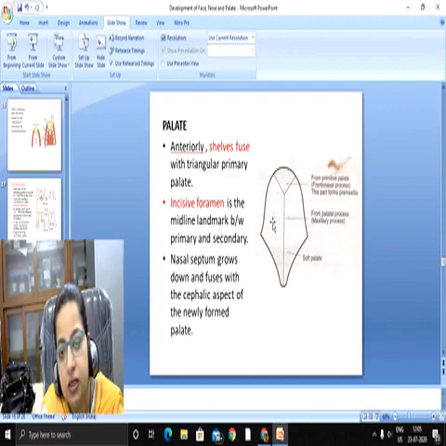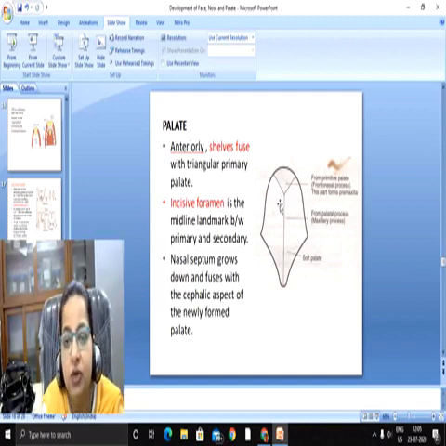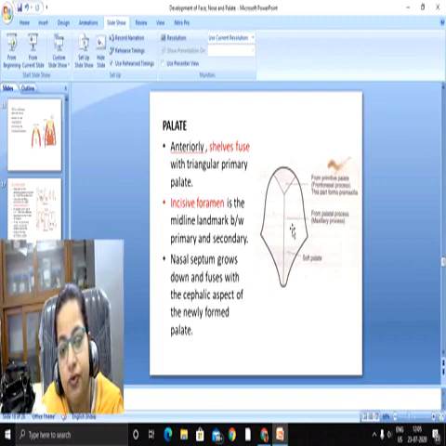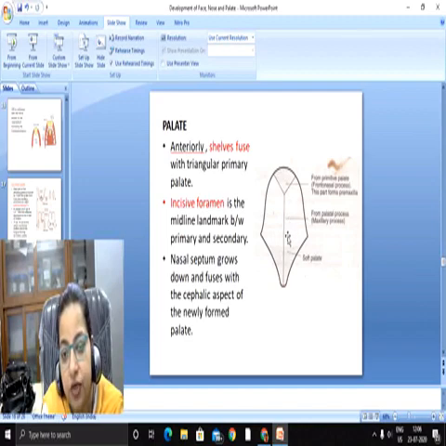So here you can see the palate as a whole. This is the triangular primary palate which forms the premaxilla, and these palatine shelves on either side fuse with each other and with the primary palate in a triangular manner. So this incisive foramen is the demarcating line between the primary and the secondary palate, and the nasal septum that grows from above down fuses with the cephalic aspect of the newly formed palate.